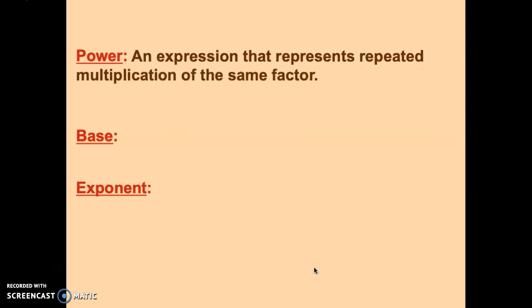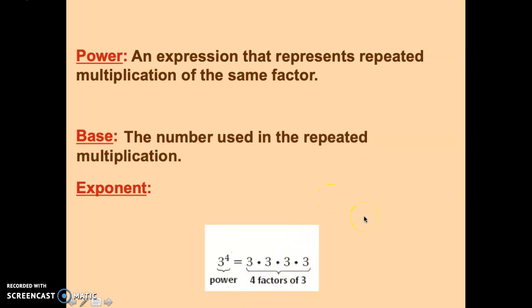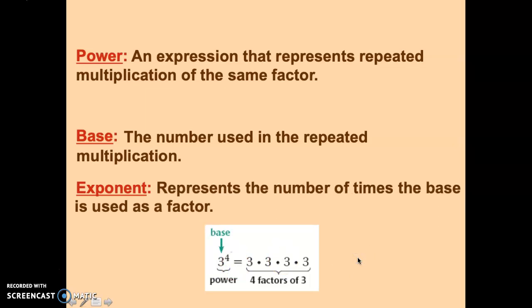Next, we're going to talk about power, base, and exponent. A power is an expression that represents repeated multiplication of the same factor. So looking at the example on the bottom here, our power is 3 to the power of 4. We have 3, 3, 3, 3. There are 4 3's. The base is the number used in the repeated multiplication. So that would be our 3. The exponent represents the number of times the base is used as a factor. So the exponent is 4, so I have 4 3's.